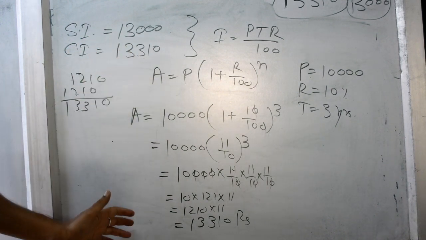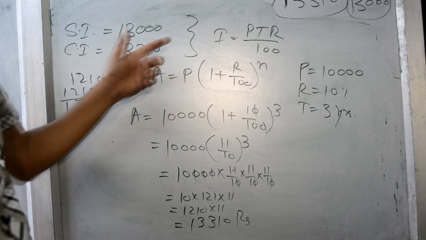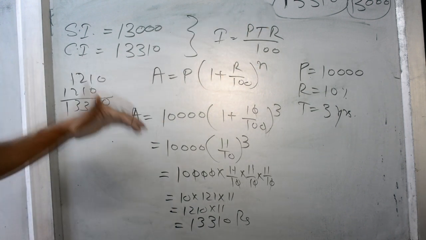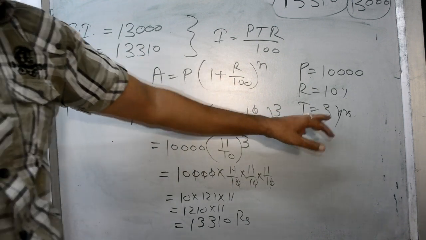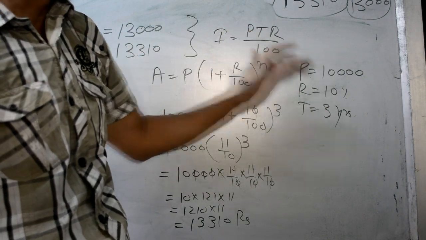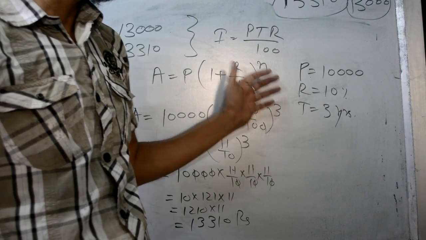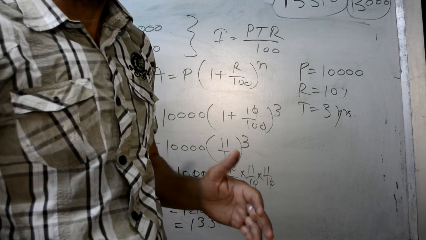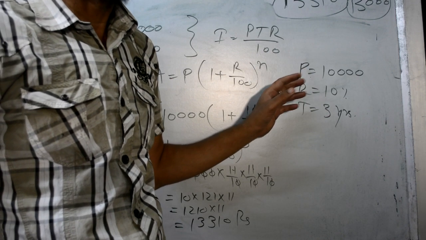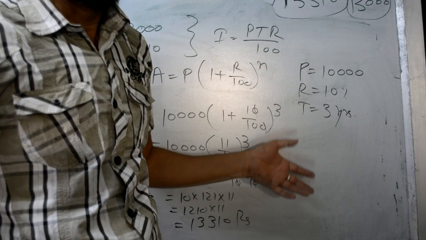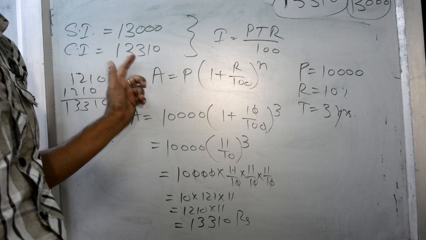If you use this formula, you don't have to solve the question in three different parts. Using the formula I is equal to PTR upon 100 for compound interest, we divided 3 years into three different parts: for the first year using this formula, for the second year, and for the third year again using this formula. But every time we have to keep in mind that the amount of the first year will be the principal for the second year, the amount of the second year will be the principal for the third year, and the amount of the third year will be the final answer, which is equal to 13,310 rupees.